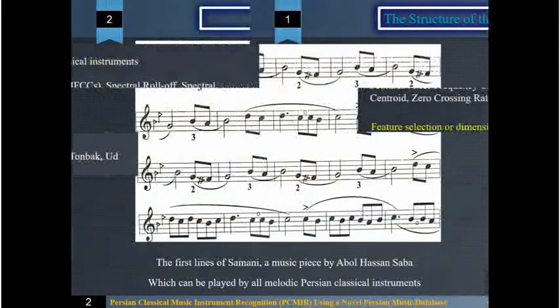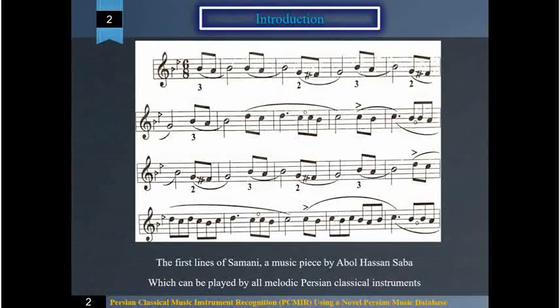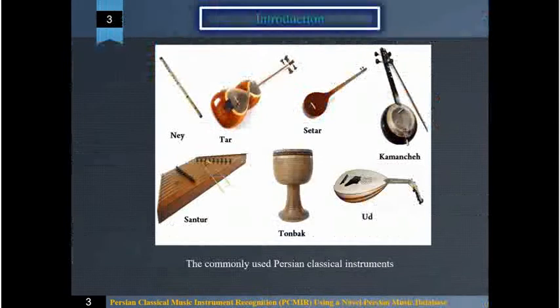This figure presents the first lines of Samai, a music piece by Abol Hassan Saba, which can be played by all melodic Persian classical instruments. This figure presents the commonly used Persian classical instruments. From top left to right: ney, tar, setar, kamanche, and bottom row from left to right: santur, tumpak, and oud.